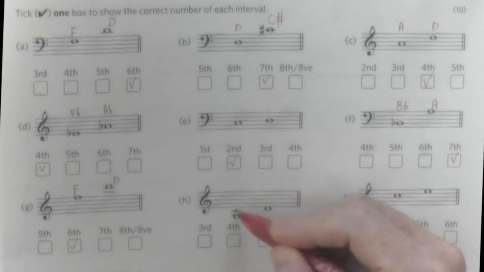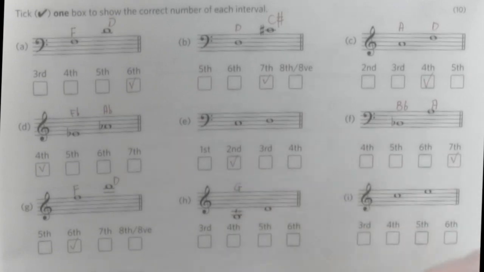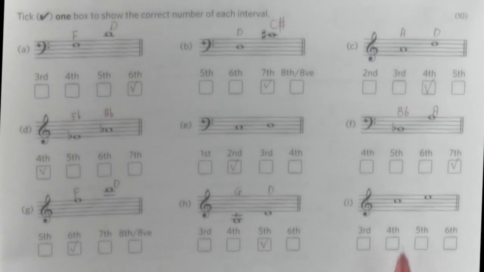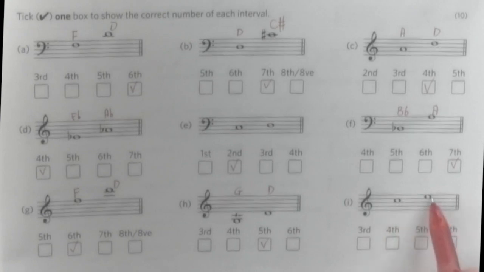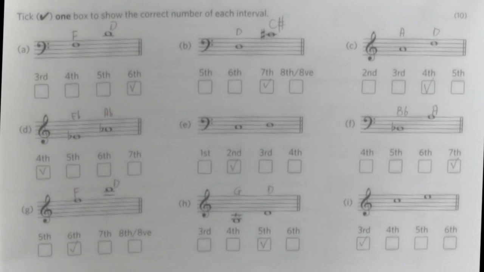Middle C. Do, Si, La, Sol. This is Sol. And this is Re. Sol, La, Si, Do, Re. A 5th. Do, Mi, this is a 3rd. You can also count, by the way. Do, Re, Mi. So 1, 2, and 3. Let's do the counting here, actually. 1, 2, 3, 4, 5, 6, 7, 8. This is an octave.